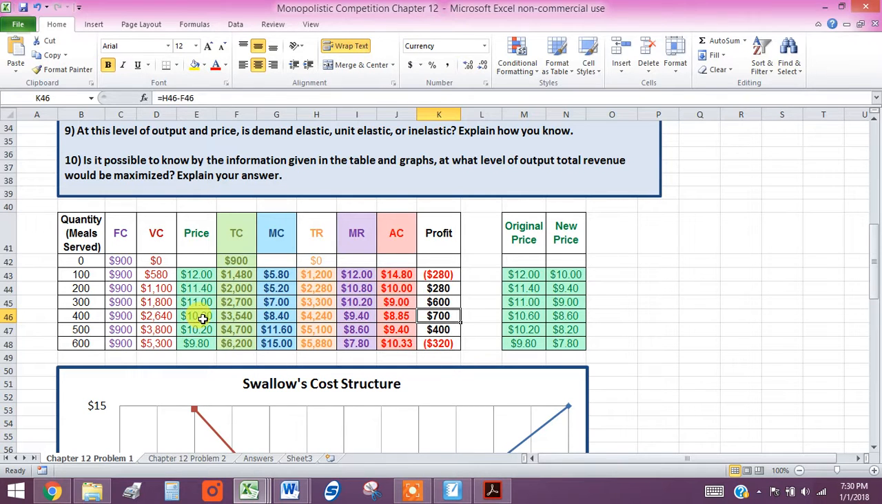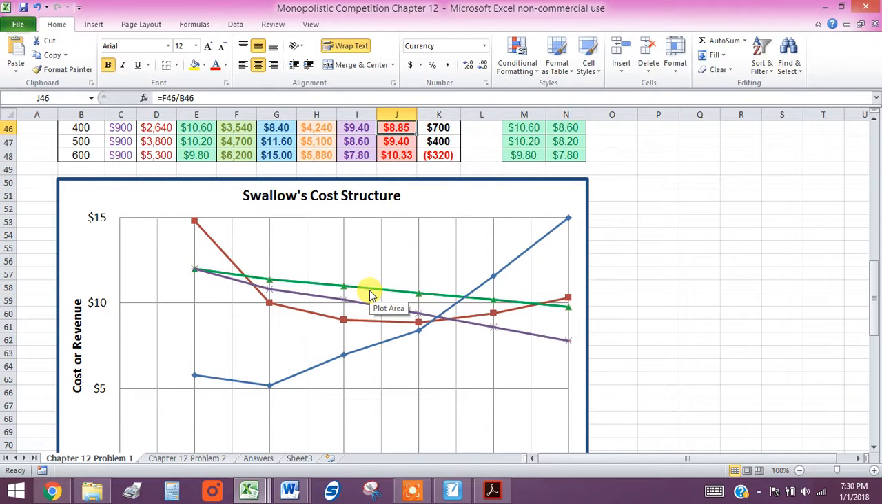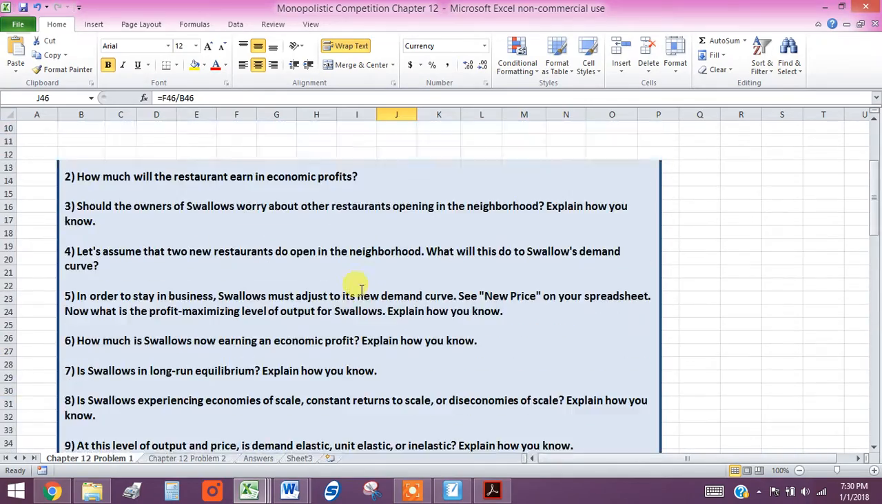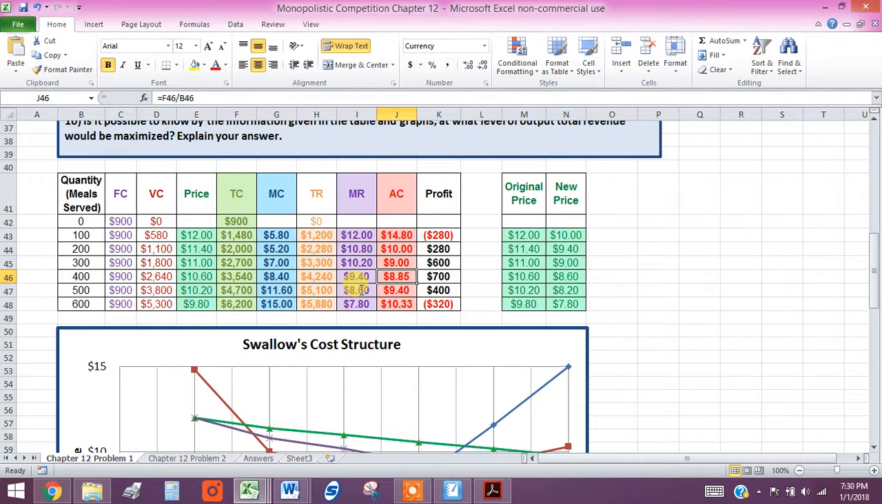Price is $10.60. Average cost is $8.85. Therefore, there is economic profit being made. Now, once again, remember, in any graph like this, whether it's a perfect competitor or a monopolistic competitor or a monopoly, the total cost is always going to include opportunity cost. So we're talking about economic profit.